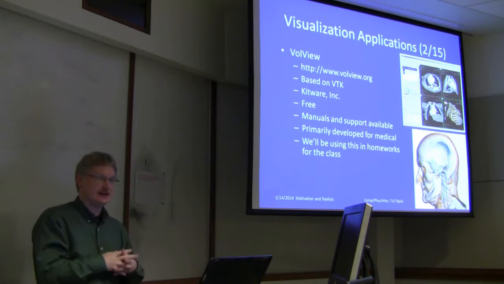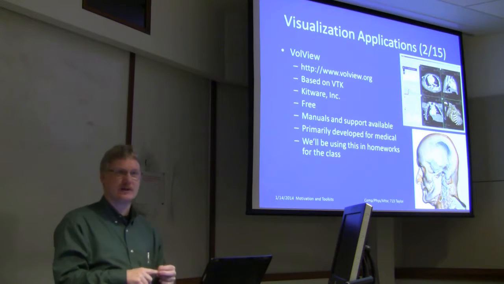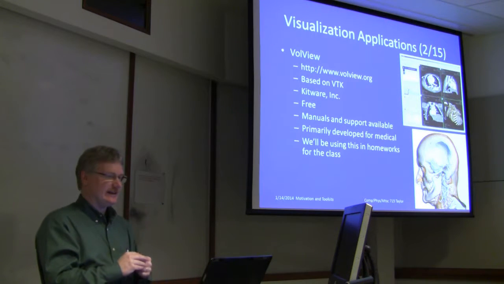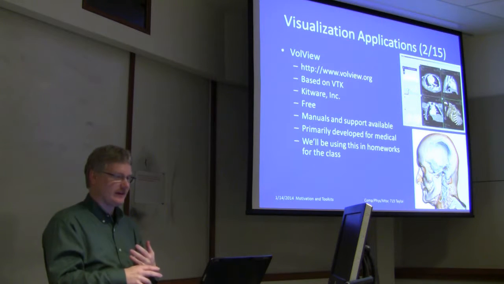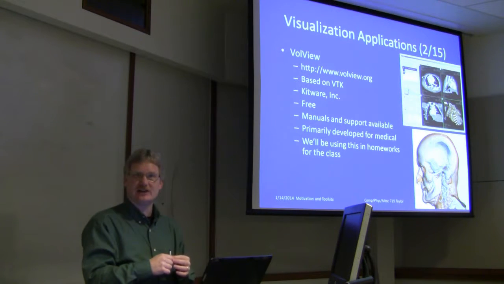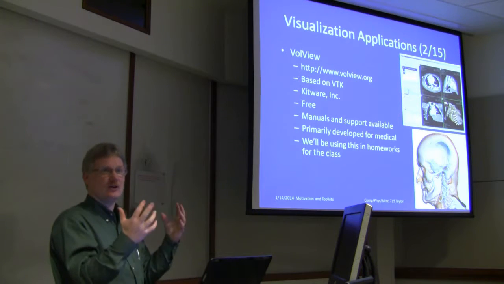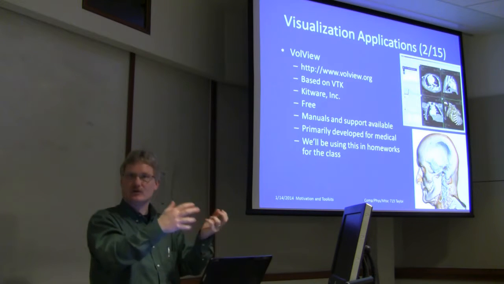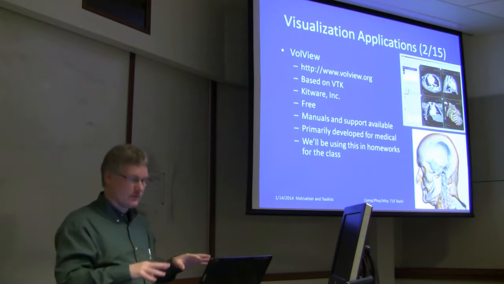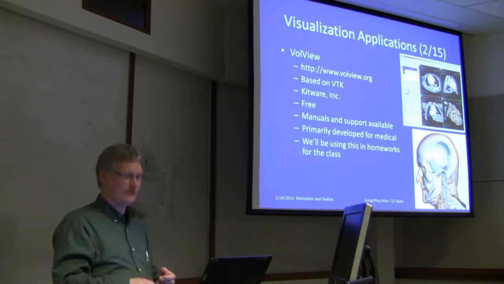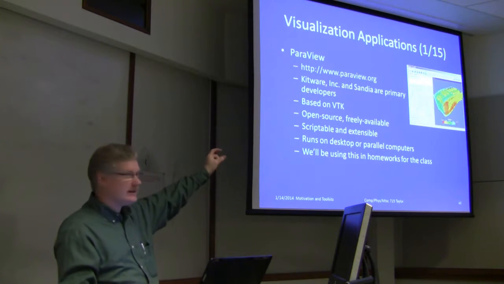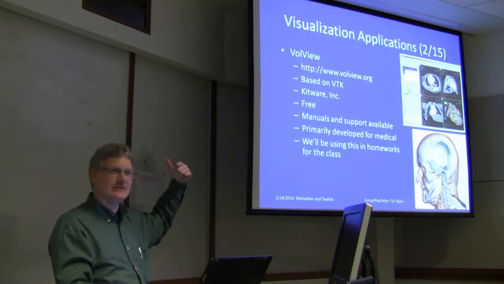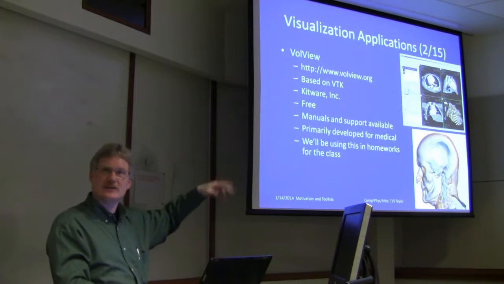VolView is also based on VTK, and also comes from Kitware. It used to be a product, but they've open sourced this whole tool, so it's now free. There's manual support available. It's primarily developed for medical visualization, but if you have other 3D data sets that it can load, it can be a very powerful way to display those as well. You can show the skin and the bones in different ways, and we'll walk through how that all works. I think we'll be using that for some of the homeworks in this class as well. The reason is that the volume editing things in ParaView are maybe two releases away from catching up to the ones in VolView, right? So you can do a lot of things in ParaView, but even more things in VolView.